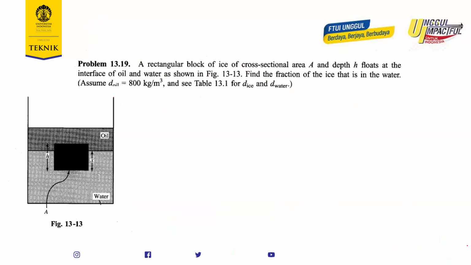Okay, then a rectangular block of ice of cross-sectional area A and depth H floats at the interface of oil and water. Find the fraction of the ice that is in the water. So in this case, the total force equals zero. Then the weight minus the buoyant force of water minus the buoyant force of oil equals zero.